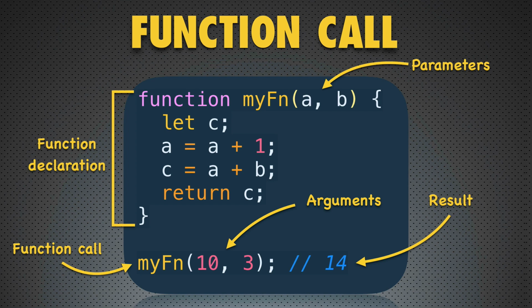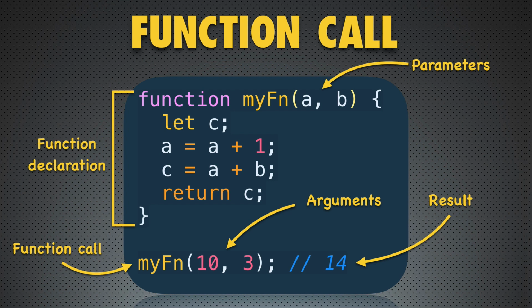And last variable, variable c, is declared inside of the myFn function. And you are not able to assign initial value to it using arguments, because this variable c is not a parameter. This variable c is declared dynamically after each function call. And after return c statement, this variable is deleted.